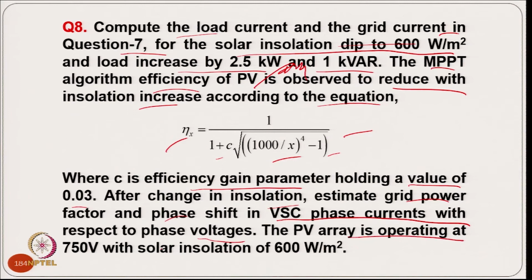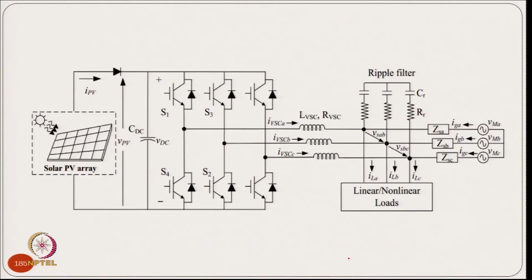The PV array is operating at 750 volt with the solar PV insolation of 600 watt per meter square. So, this is the configuration of the single stage system with the solar inverter, and you have a load here, interfaced to the grid.